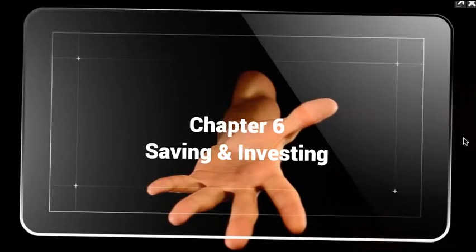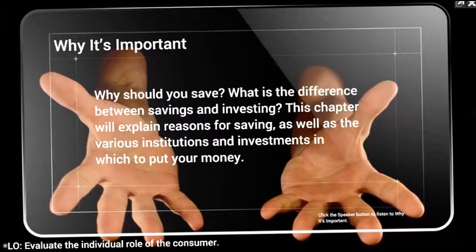Chapter 6, Saving and Investing. Why it's important. Why should you save? What is the difference between saving and investing? This chapter will explain reasons for saving, as well as the various institutions and investments in which to put your money.